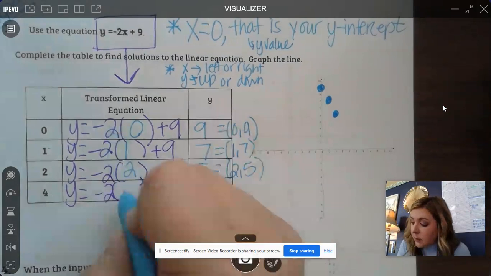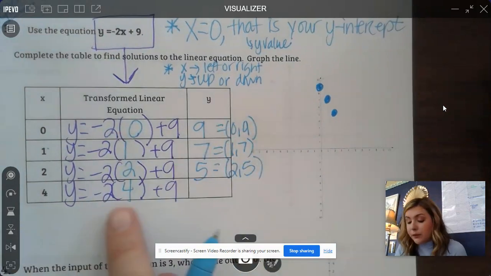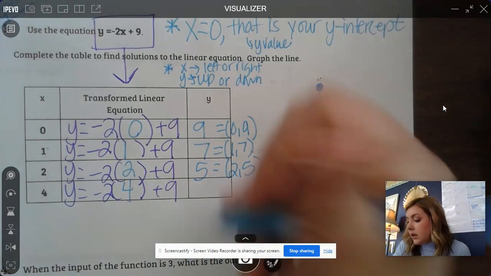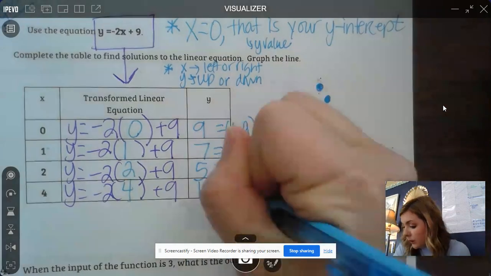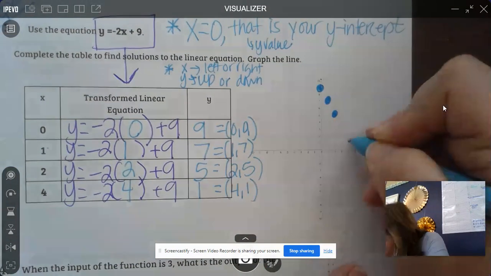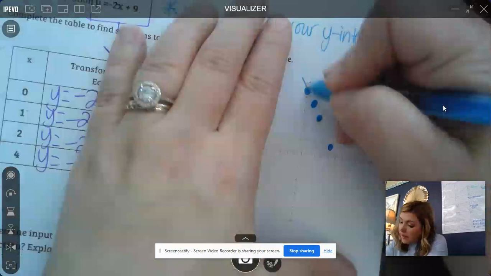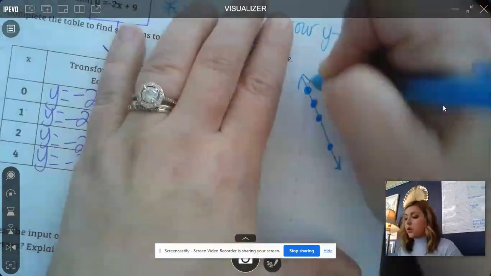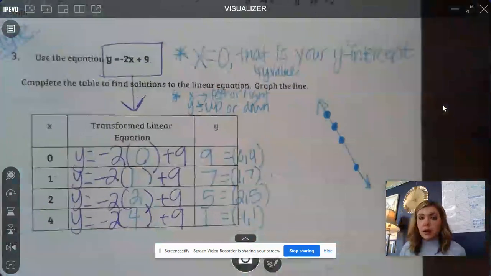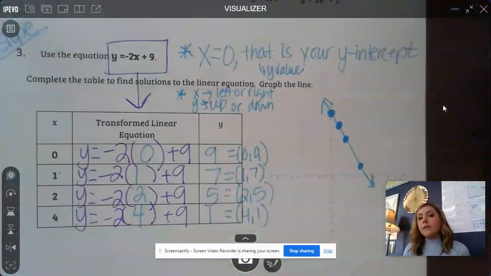And lastly, it asked me to plug in 4. So -2 times 4 is -8, and -8 plus 9 is 1. So I have the ordered pair 4, 1, which is 4 to the right and up 1. I'll connect my points, which clearly make a straight line. And that is everything we should have for this.